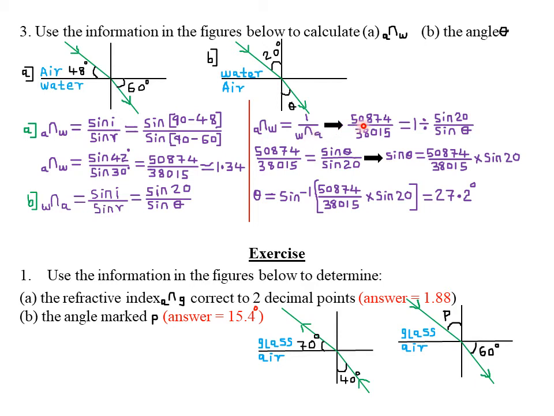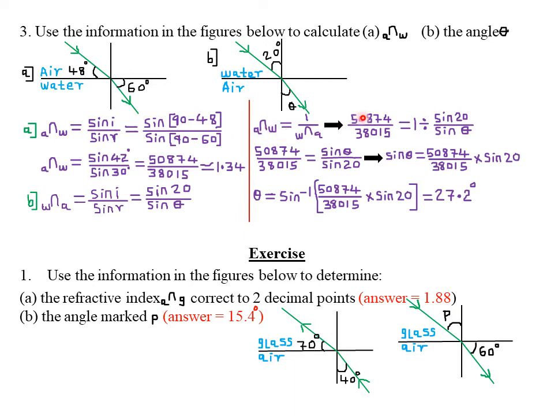Therefore, we already have the refractive index from air to water, which we have already found as 50874 divided by 38015. Remember, I'm using this exact value so that I avoid premature approximation. I have not used the value of 1.34 because it is an approximated value, it is not an exact value. So that's why I'm using this initial value, so that I avoid errors due to premature approximation.